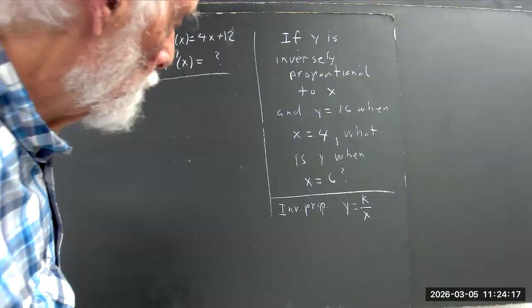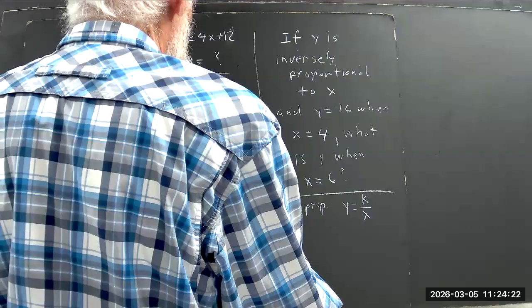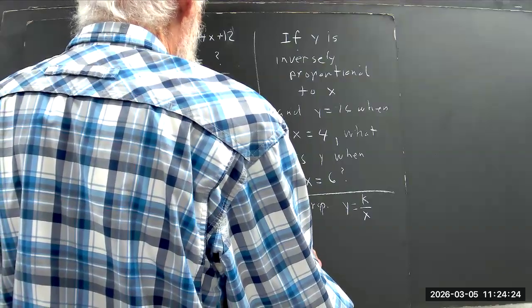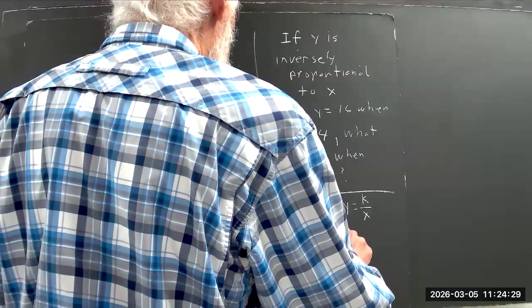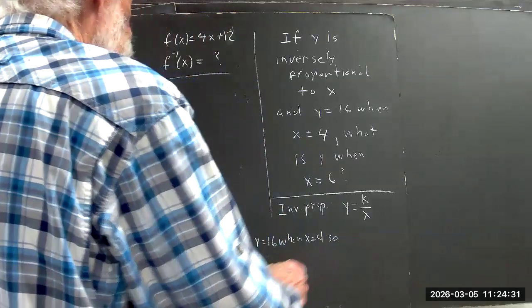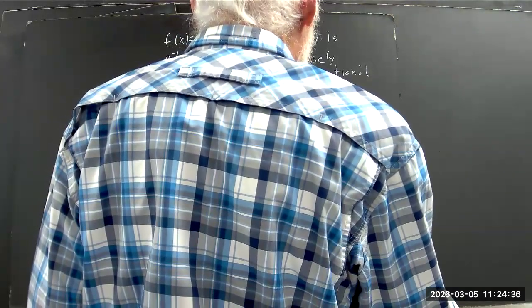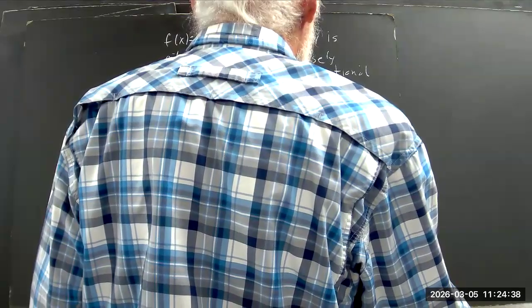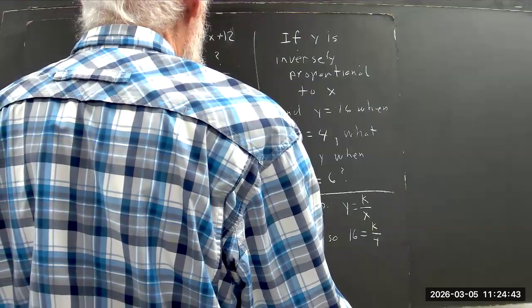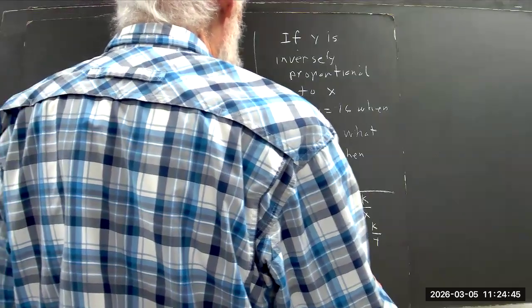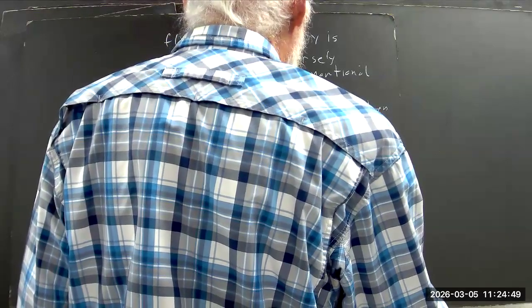Inverse proportionality, y equals k over x. Y equals 16 when x equals 4. So we get 16 equals k over 4. We solve for k. We get k equals 64.